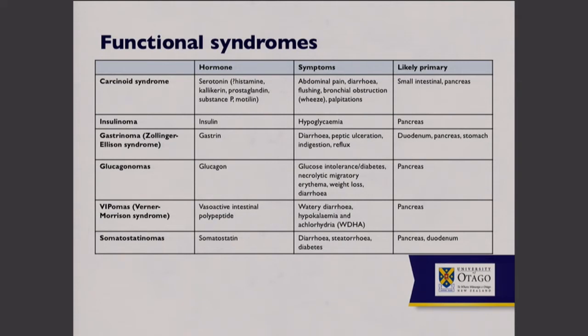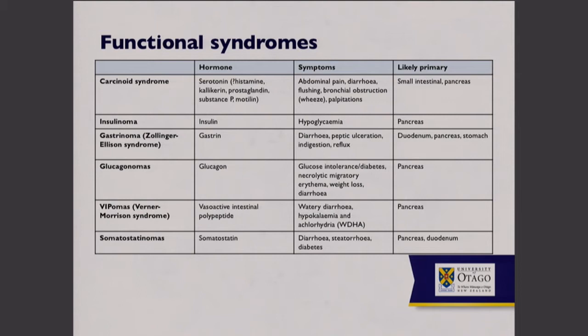Insulinomas, of course, present with hypoglycemia, and they're pretty much always from the pancreas. Gastrinomas, lots of gastrin, so diarrhoea, peptic ulceration, indigestion, reflux, that's not responsive to normal doses of PPIs. Glucagonomas, I've yet to see necrolytic migratory erythema, so if anyone finds some, please let me know. VIPomas, profuse diarrhea, and again, glucagonomas and VIPomas mainly from the pancreas. Somatostatinomas can present again with diarrhea, steatorrhea and diabetes.